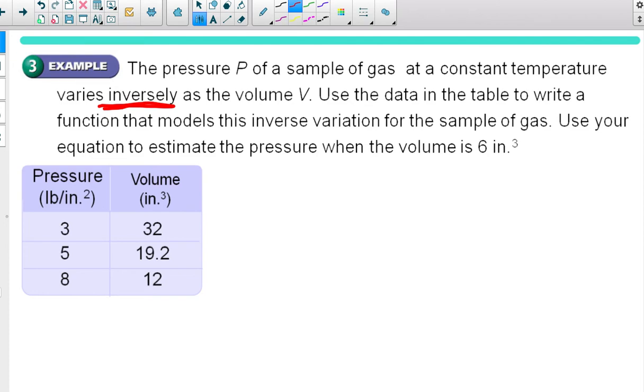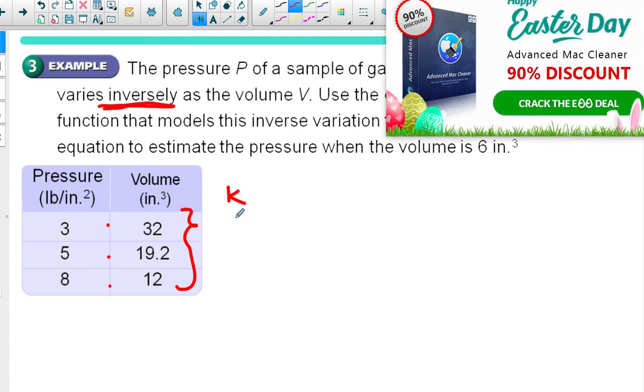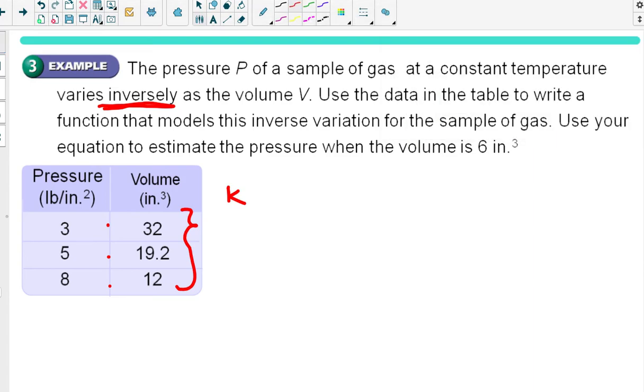All right, so we can look at all of these, and if we know that the pressure varies inversely with the volume, then we know that we can get the constant of variation by multiplying each of these together. So 3 times 32 is 96. 5 times 19.2, so 5 times 19 is 95, plus that 1 is going to be 96, and 8 times 12 is 96. So you can see the constant of variation remains constant.